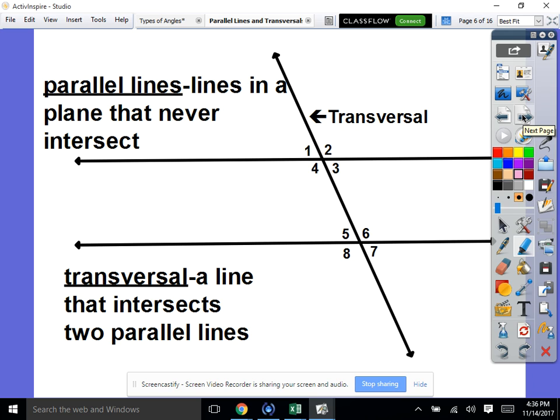All right, so parallel lines are lines in a plane that never intersect. And on this illustration, your horizontal lines are your parallel lines. They're like railroad tracks. They'll keep going and never cross. A transversal is a line that intersects 2 parallel lines. And you can see the transversal is a diagonal line that cuts through both of those parallel lines.